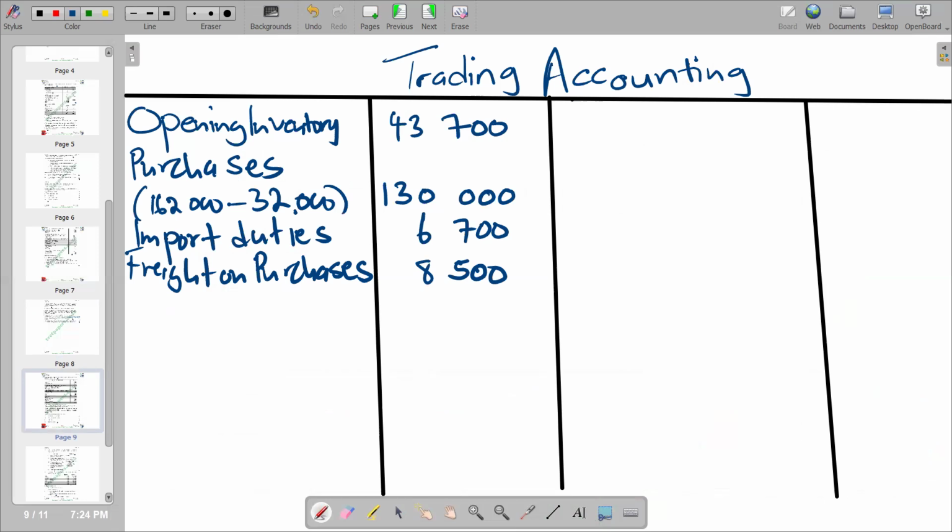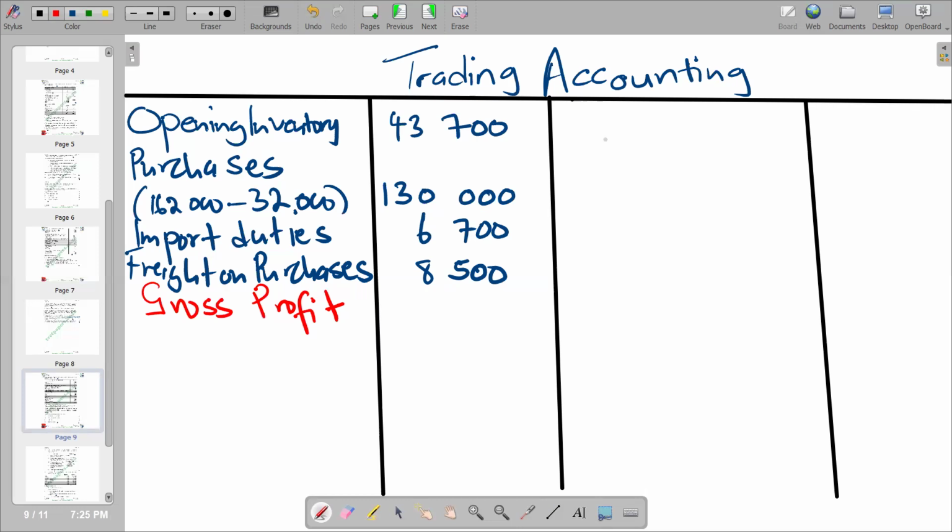And we are also supposed to have our gross profit. For our gross profit, what we are going to do is calculate the figure for gross profit separately and input it there. And then the figure for our closing inventory, we can find it as a balancing figure.